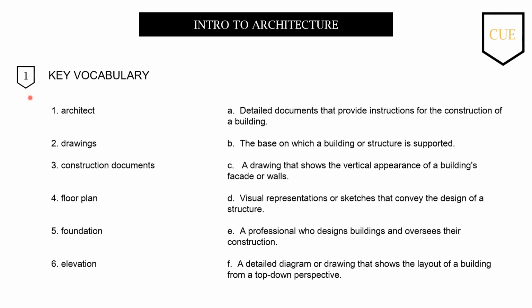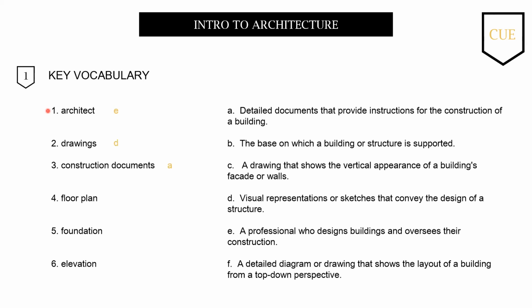Okay, welcome back. We are going to match the definitions with the words on the left. So architect, number 1. E, a professional who designs buildings and oversees their construction. That's all of you and what I studied in university. Number 2, drawings. D, visual representations or sketches that convey the design of a structure. Number 3, construction documents.